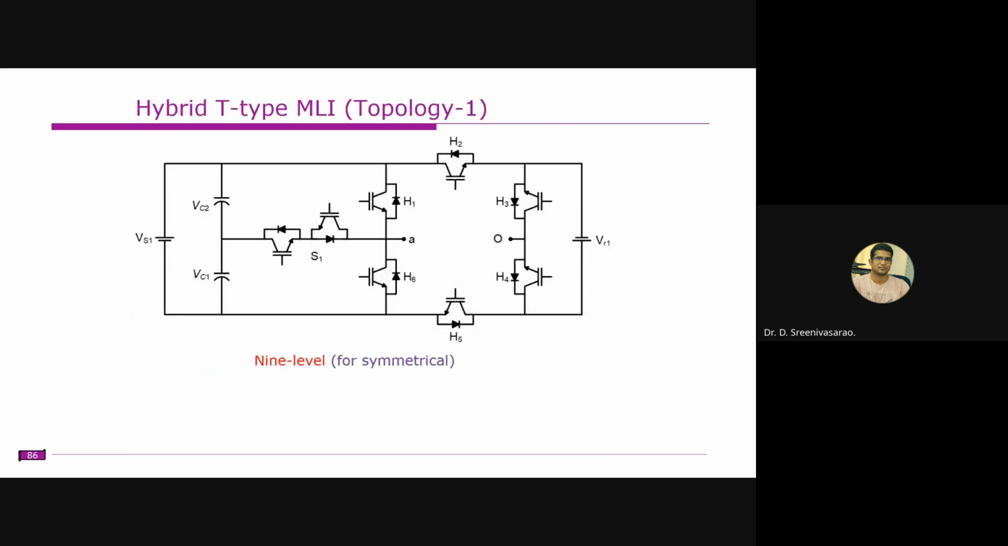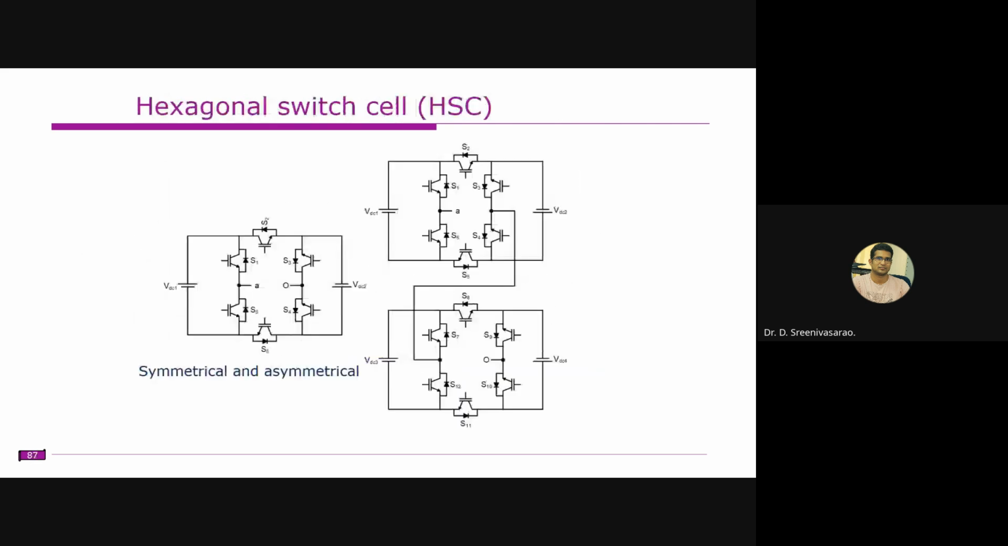So this is another way, but before that you need to discuss this one. This is known as the hexagonal switch cell. This is just an extension of an H bridge. If these two switches are absent, this is just an H bridge. So by adding these two switches and one DC source in the opposite direction, we can increase this to 5 levels. The idea is to bring these two in series.